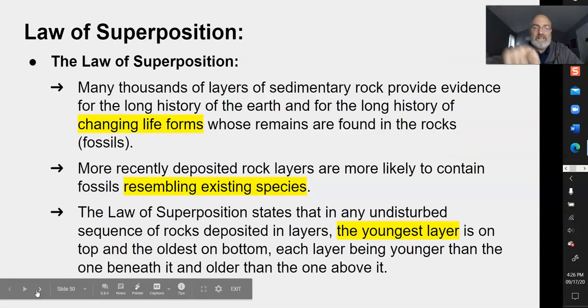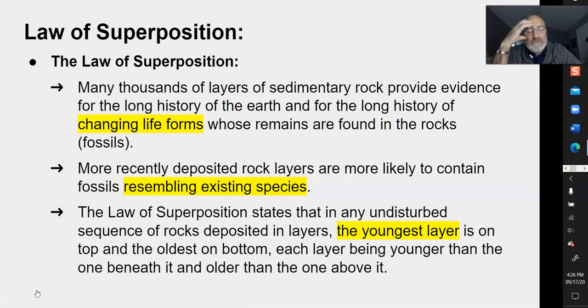All right, the very last theory, and this one is so easy to understand. I think it's interesting because it sounds fancy, right? The law of superposition. When we first looked at your unit overview sheets, I bet you had no idea what this was. But it's really simple.